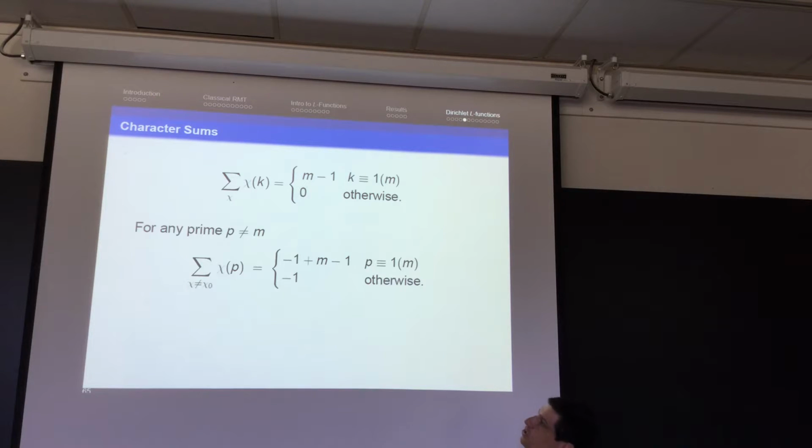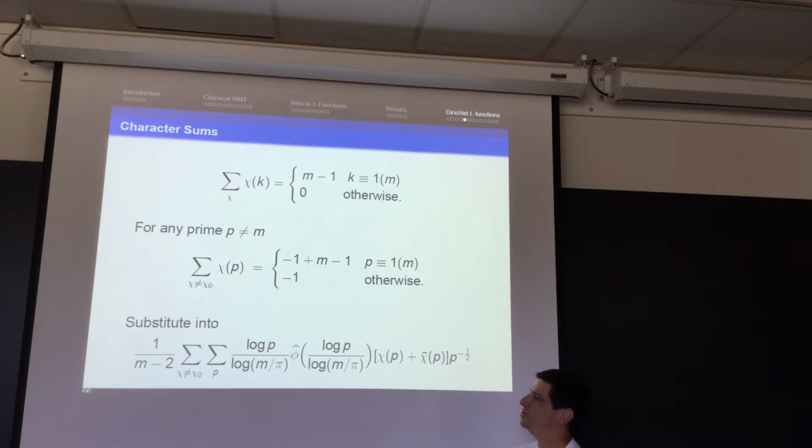Okay, so continuing, we're summing over all characters that are not principal. We're removing essentially a multiple of the zeta function, so we have to remove 1. And the question is just what's the best way to write it? I like to write it as negative 1 plus m minus 1 if p is 1 mod m, and negative 1 otherwise. So each term always has a negative 1, but if your prime is 1 mod m, you have this extra m minus 1 factor. So that way I've always got a minus 1.